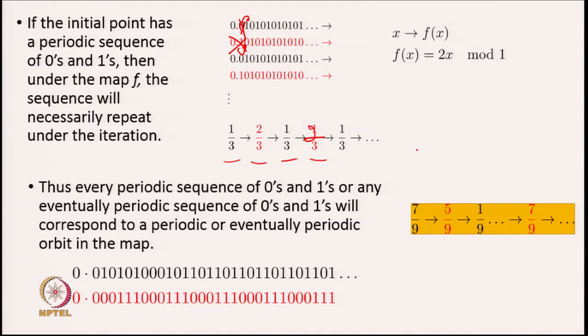Okay. So, every periodic sequence of zeros and ones, or any eventually periodic sequence of zeros and ones, will correspond to a periodic or an eventually periodic orbit in this map. So, here for example, I have started out with some sequence which just terminates in the following sequence 1 1 0 1 1 0 1 1 0 1 1 0, etc. So, this is going to eventually be a periodic orbit, even though initially it was not. Initially it was something, and then eventually it becomes periodic.